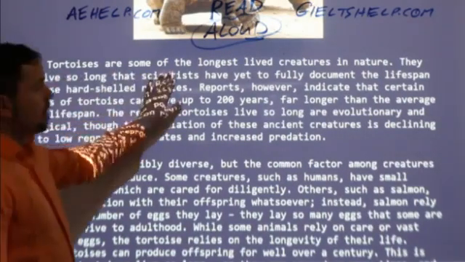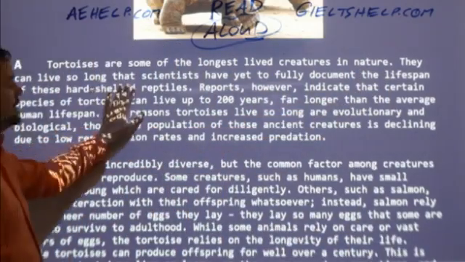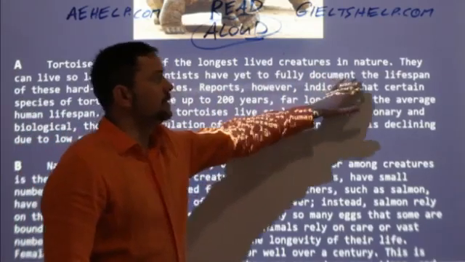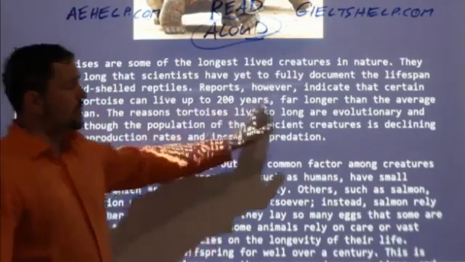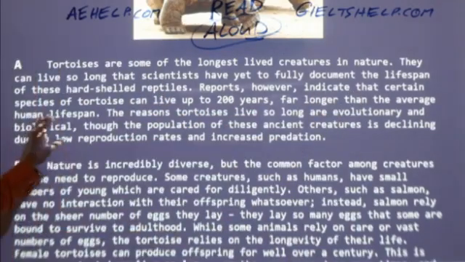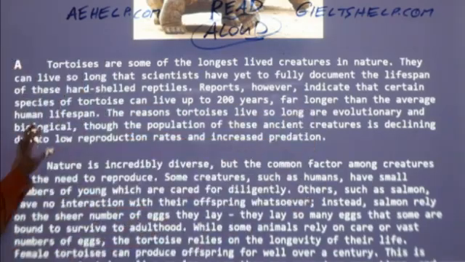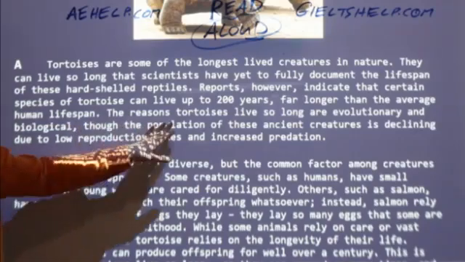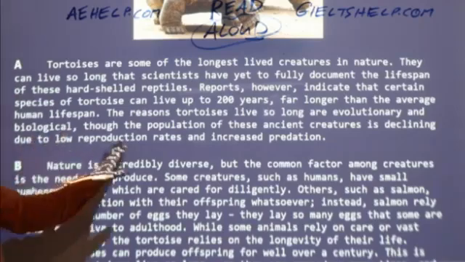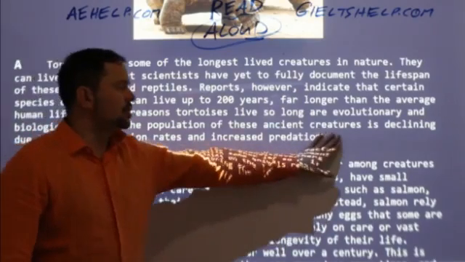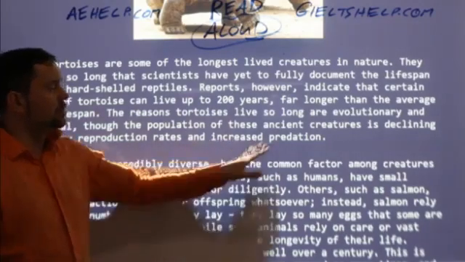Tortoises are some of the longest lived creatures in nature. They can live so long that scientists have yet to fully document the lifespan of these hard-shelled reptiles. Reports, however, indicate that certain species of tortoise can live up to 200 years, far longer than the average human lifespan. The reason tortoises live so long are evolutionary and biological, though the population of these ancient creatures is declining due to low reproduction rates and increased predation.